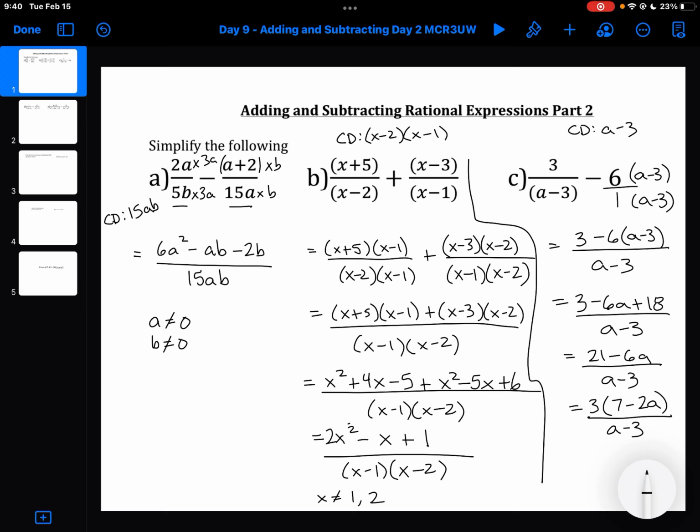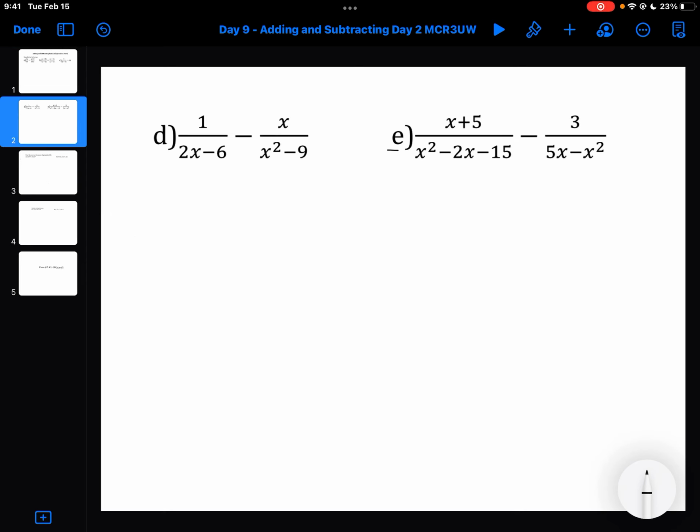The last thing I need to do here is to state my restrictions, which are the values that cause the denominator to be equal to 0. In this case, I just have a can't equal 3.